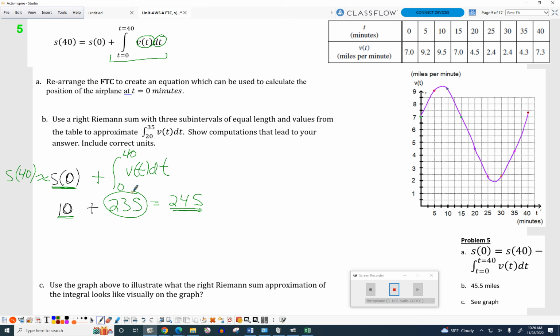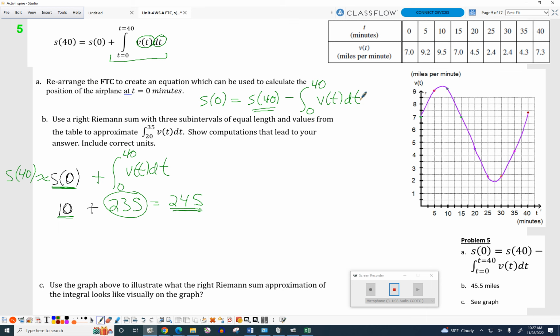Sweet. So let's use that now. It says rearrange the FTC. So this one you would rearrange like so. S of 0 is going to equal, let's see, we'd get S of 40 minus the displacement. So we want to find out where we were when this all began. We've got to say, where are we now? And let's subtract from that how much our position changed. Question?